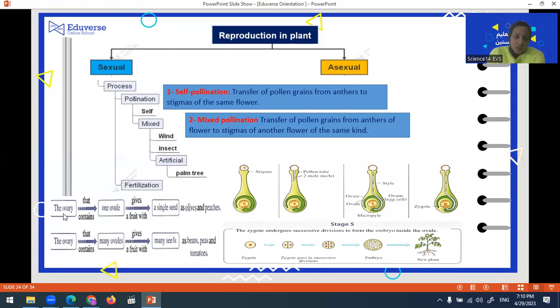So the ovary that contains only one ovule gives a fruit with a single seed, as olives or peaches, and the ovary that contains more than one ovule gives a fruit with many seeds, as beans or peas and tomatoes, for example. So according to the number of the ovules inside the ovary, we can find the seeds inside the fruit.